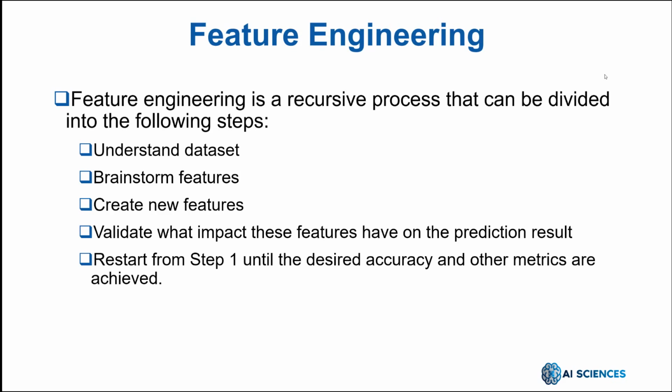Feature engineering is a recursive process that can be divided into the following steps. Understand the dataset, brainstorm features, create new features, validate what impact these features have on the prediction result, and restart from step 1 until the desired accuracy and other metrics are achieved.